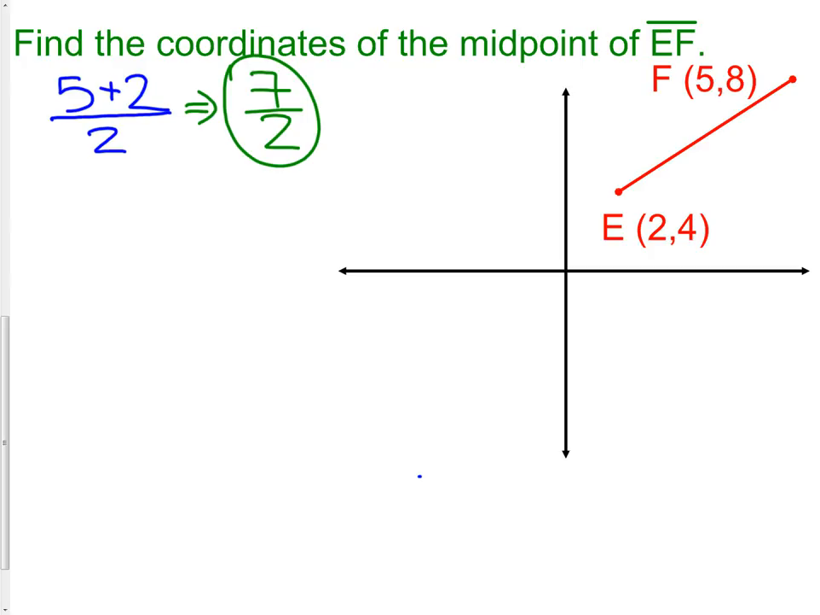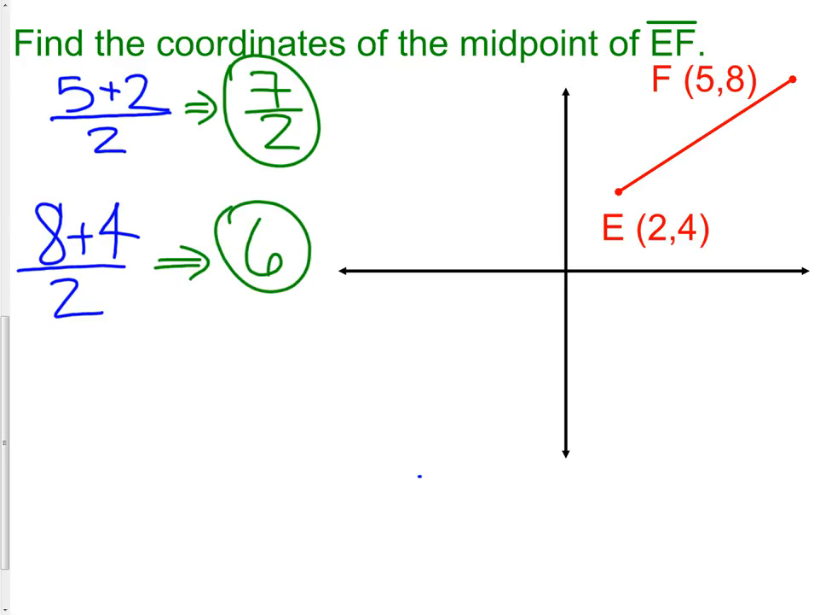So we've done the x coordinates, now we need to do the y. So we have 8 plus 4 divided by 2. The calculation is done exactly the same. We add the two coordinates together and divide by 2. In this case, we end up with a whole number, 6. So our answer to find the coordinates of the midpoint is: the midpoint would be at 7/2 and 6.